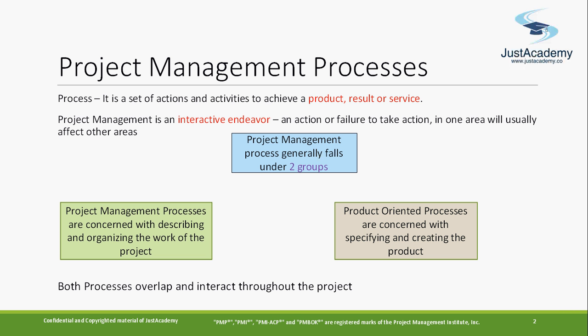And project management processes generally fall under two process groups. One is called the project management process, and another is called the product oriented process. As I said, the product oriented process is specific to the industries and specific to the product. So we are not considering those processes. Pharmaceutical industries have different product processes, and manufacturing has different processes. So you can't have those processes be similar. But the execution of the project management processes is the same.